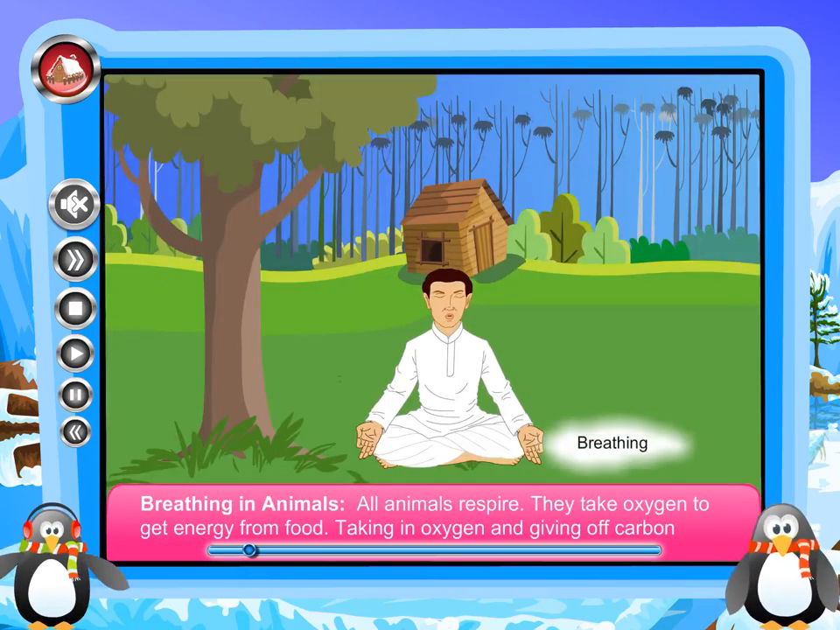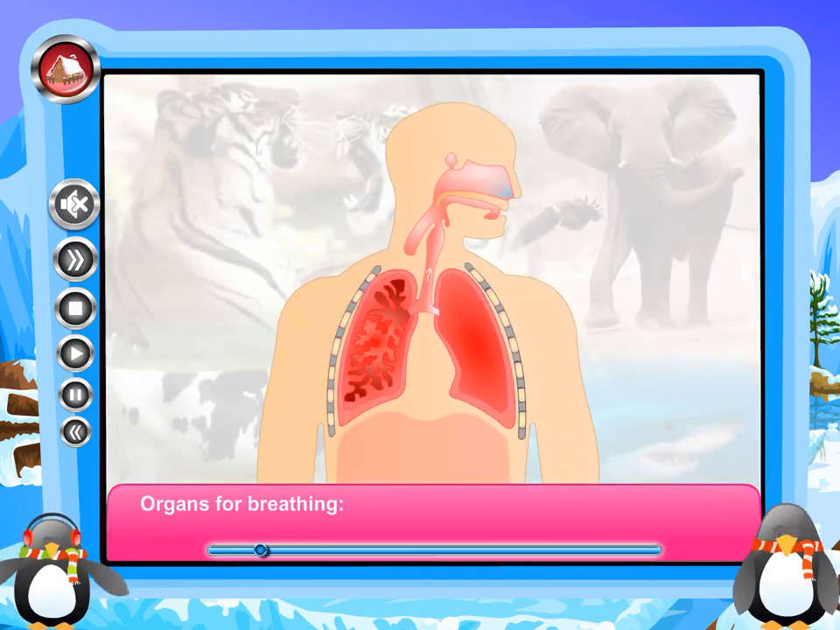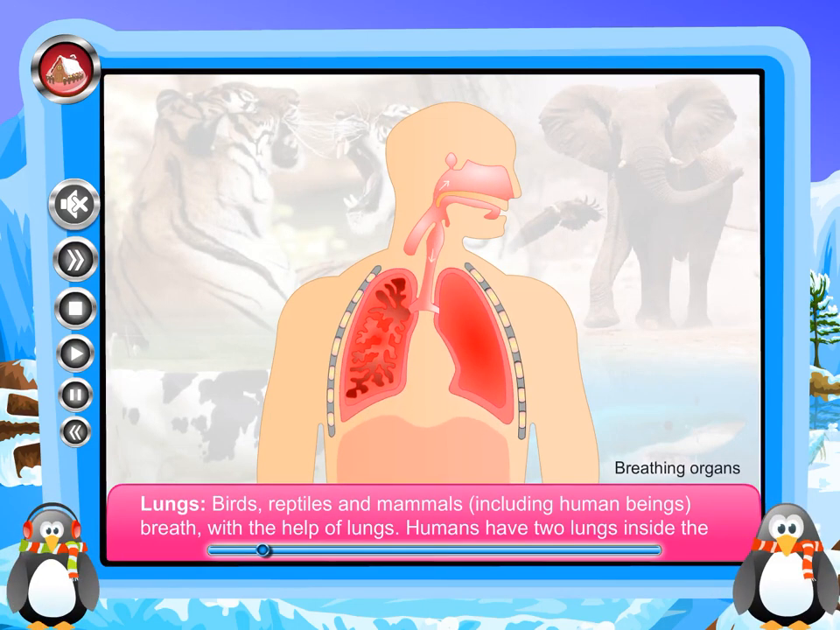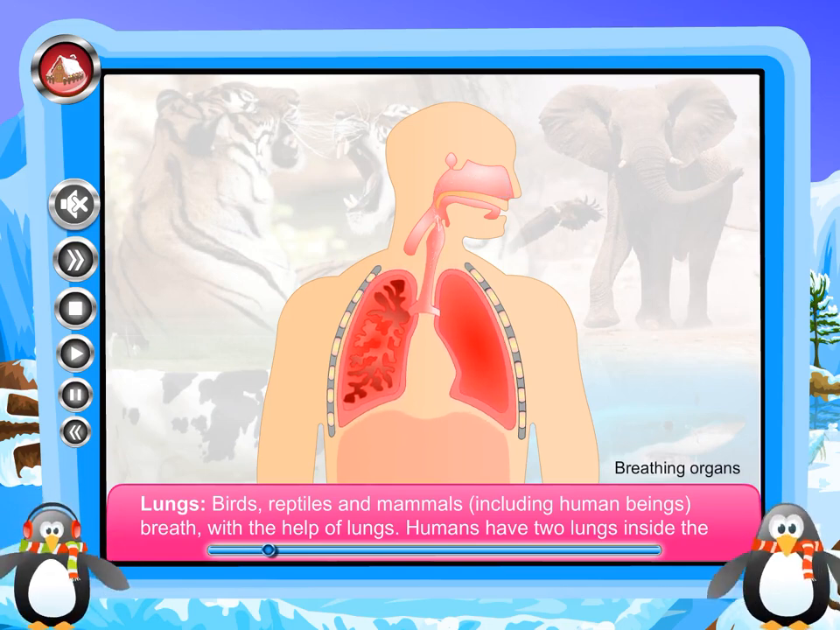Breathing in animals. All animals respire. They take oxygen to get energy from food. Taking in oxygen and giving off carbon dioxide from the body is called breathing. Organs for breathing. Lungs. Birds, reptiles and mammals, including human beings, breathe with the help of lungs.